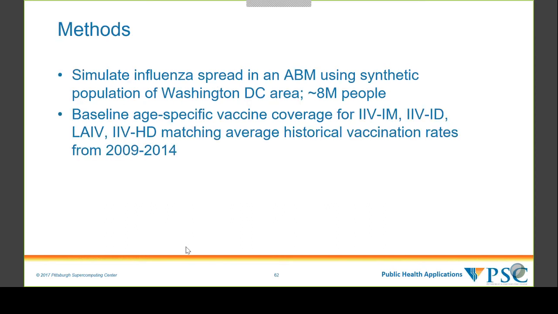So our methods: we used an agent-based model in a synthetic population of the Washington, D.C. area of about 8 million people, and the baseline age-specific vaccine coverage for the different vaccine types. And there are some letters there. So IIV is inactivated influenza vaccine, IM, intramuscular, and then inactivated influenza vaccine, intradermal. The LAIV, this is the one that you inhale, and then high dose is not a needle-sparing vaccine, but this is given for older people. It is still an intramuscular inactivated vaccine, just in higher doses. And we matched these to historical vaccination rates from the period of 2009 to 2014, and calibrated that to provide our baseline.